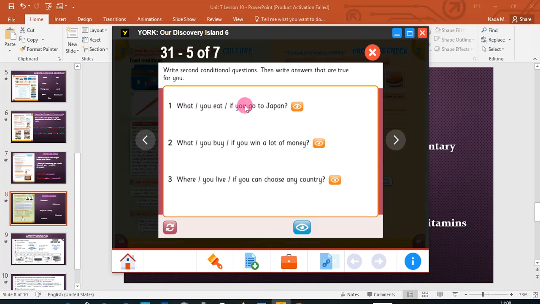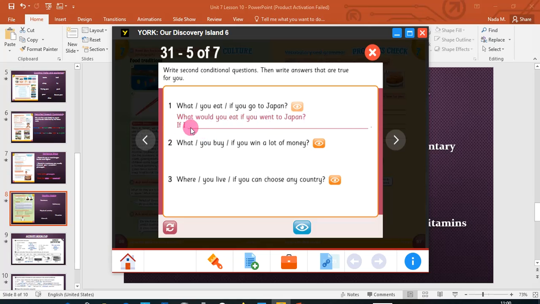So what you eat if you go to Japan, how do I form the question here? I would say what, then I would put would you eat if you went to Japan. So after would is the base verb, after if is the past verb. So this is the correct form that you should write. What would you eat if you went to Japan?